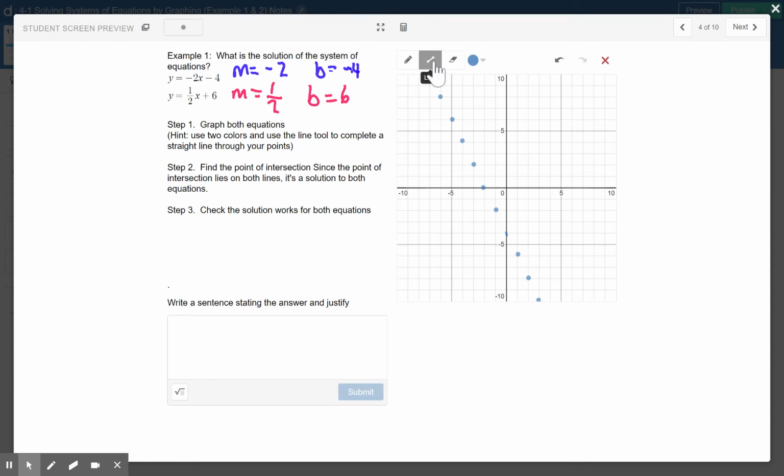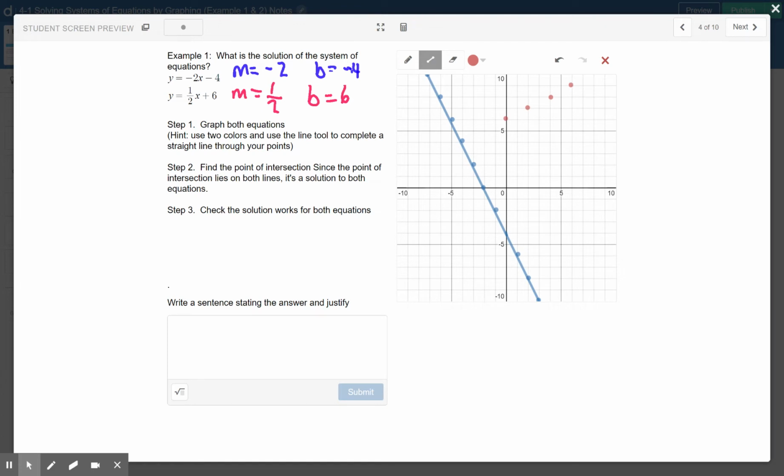And notice that they have a line right here. You want to use the line tool. I do not want you drawing the line by hand. And then I'm going to change my color to red. I actually like using the line tool to plot my point too, because it kind of gives me that crosshair. Up 1, right 2. Just going to click. I'm going to do that until I run out of room as well.